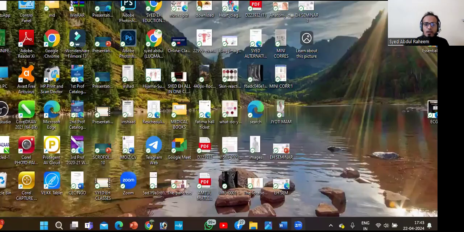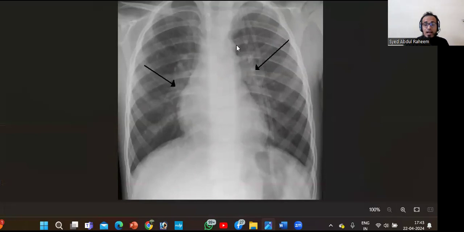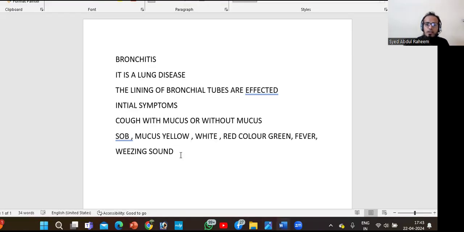Next, we have some other images. You can see what type of blood test we need to do. What type of investigation do you need? Initially, you need one simple X-ray, and to see whether there is the presence of inflammation, you need ESR and CRP, which show the inflammation present in the body.